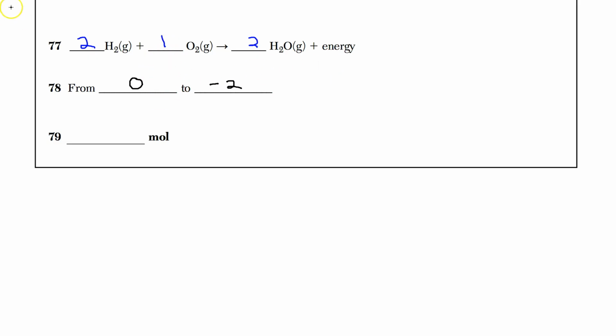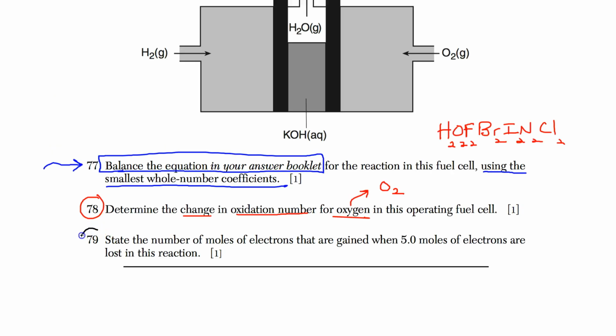On to number 79. Number 79: state the number of moles of electrons that are gained when 5 moles of electrons are lost in this reaction. Okay, I'm laughing because I've seen this question so many times, including in the multiple choice section. So if I write redox, what do we know? Well, oxidation is LEO. Losing electrons is oxidation. So this half is going to lose electrons, and I'll write the e negative.